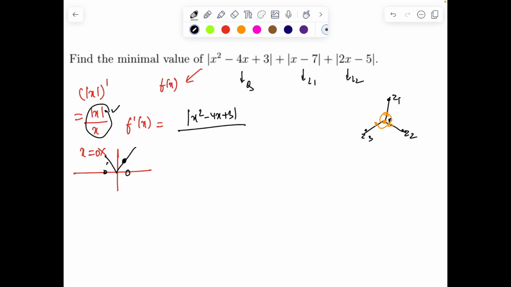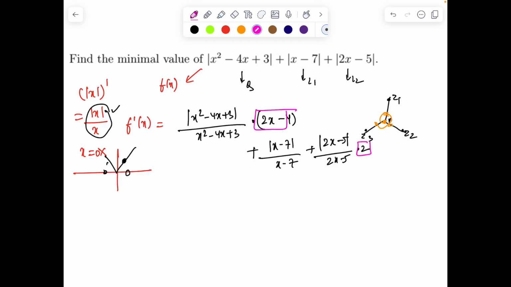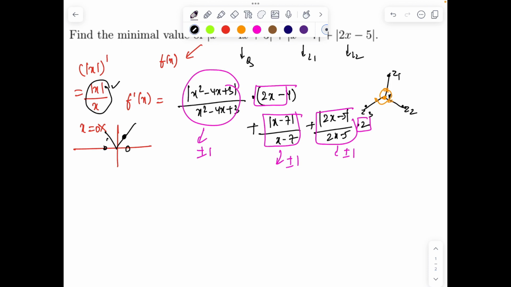So this derivative I can write as |x² − 4x + 3|/(x² − 4x + 3) times its derivative 2x − 4 by the chain rule. Similarly, for the second term, |x − 7|/(x − 7), and we have |2x − 5|/(2x − 5) times 2. As you can see, the possibilities for each expression will be either not defined or plus minus 1 whenever it is defined, and so on and so forth. So from here possibly we can get the critical points.